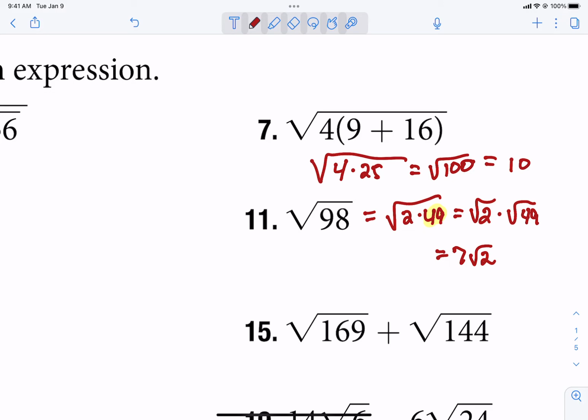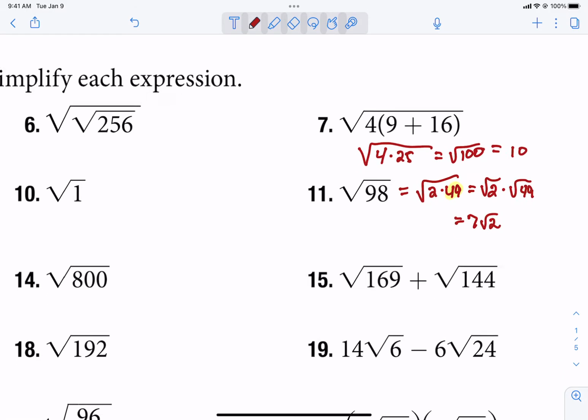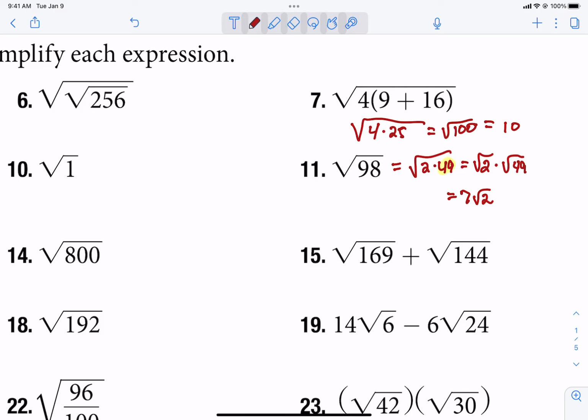Now, in number 7, the addition was inside the square root, so we had to do that addition first. For 15, the square root is on the outsides of the addition, so you do each individual square root and then add the 2 answers together. Now, I would like to do one like 19 with you.